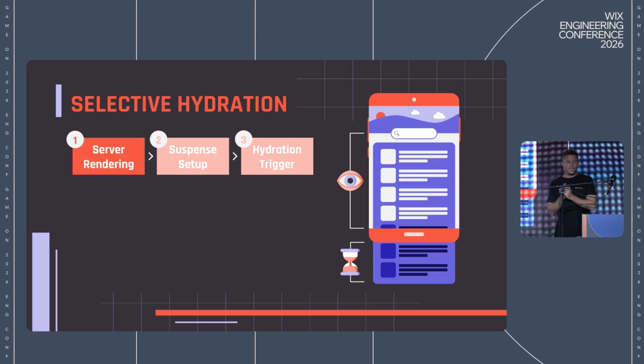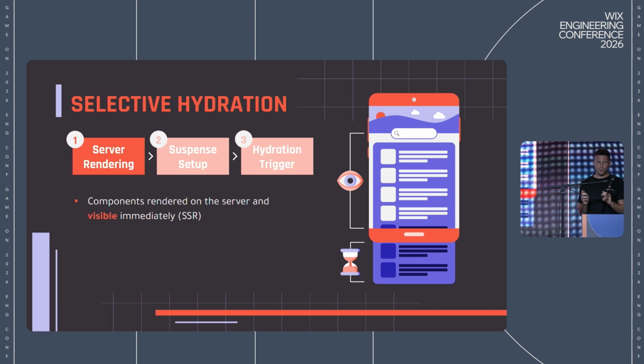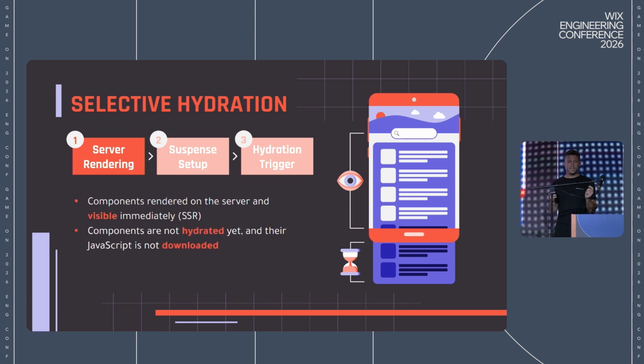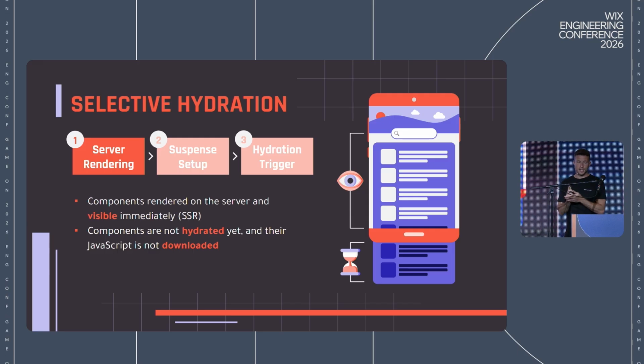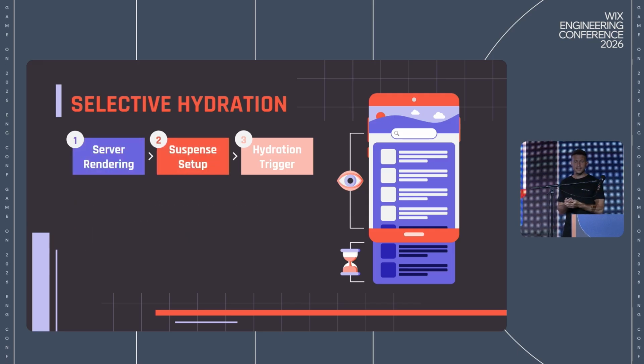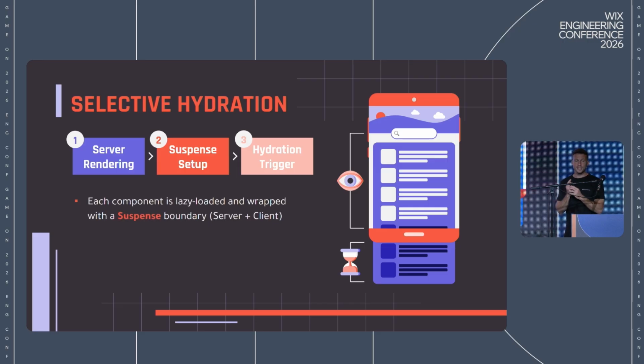So all the components are rendered on the server, so everything is visible right away thanks to SSR. But at this point, the components aren't hydrated yet, and their JavaScript hasn't been downloaded. Each component is lazy loaded and wrapped in a Suspense boundary, both on the server and on the client.